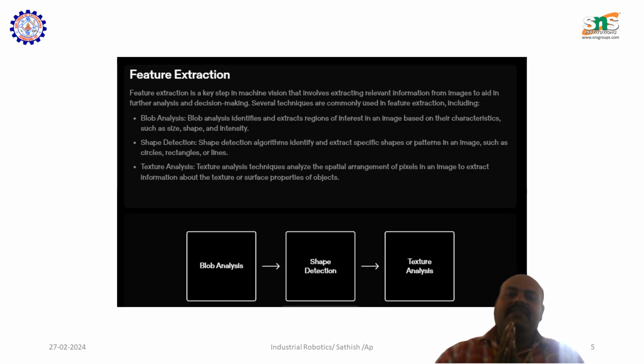Shape detection algorithms identify and extract specific shapes and patterns in an image, such as circles, rectangles, or lines. Texture analysis techniques analyze the spatial arrangement of pixels in an image to extract information about the texture or surface properties of an object.